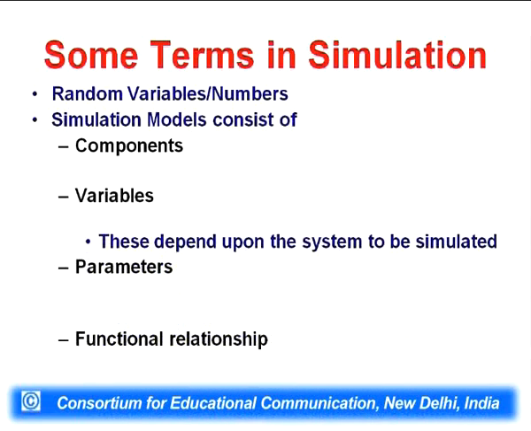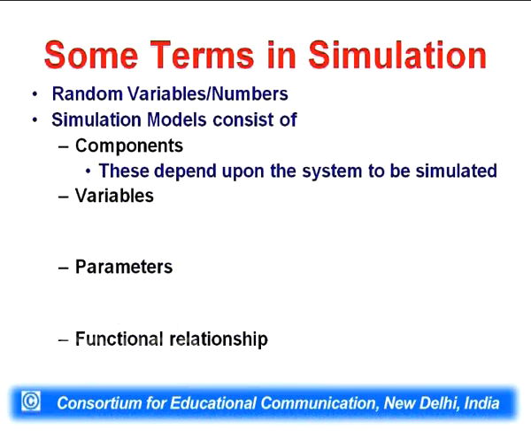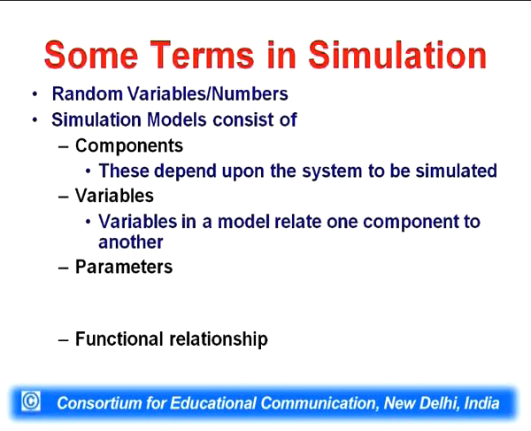Components depend upon the system to be simulated. We know the system and then we know the components also. We are talking about the components of the system which is under study, and even the variables of the system which is under study. Variables in a model relate one component to another. How the variables are related, and that functional relationship will give us.